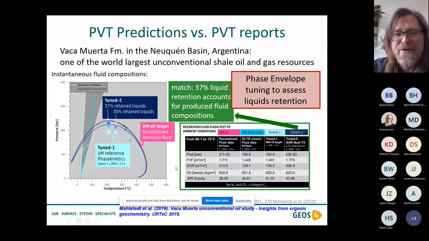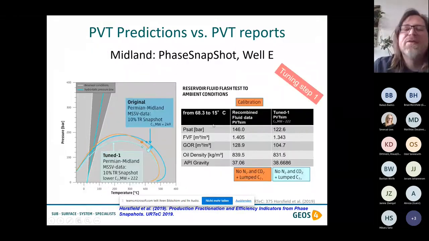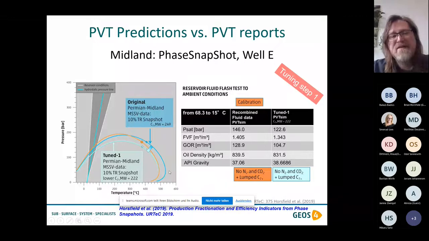So almost 40% liquid retention seems to be pretty excessive, but this does not have to be the case for every unconventional resource play, as is shown here in an example from the Midland Basin. Here, the snapshot fluid in blue already fits pretty well to the target well shown here in yellow, but the cricondentherm still exceeds that of the produced fluid.